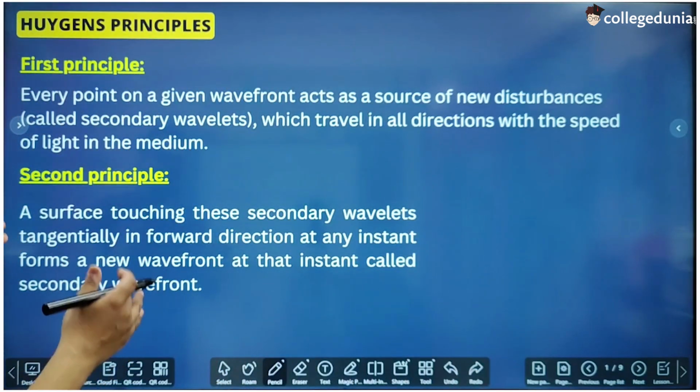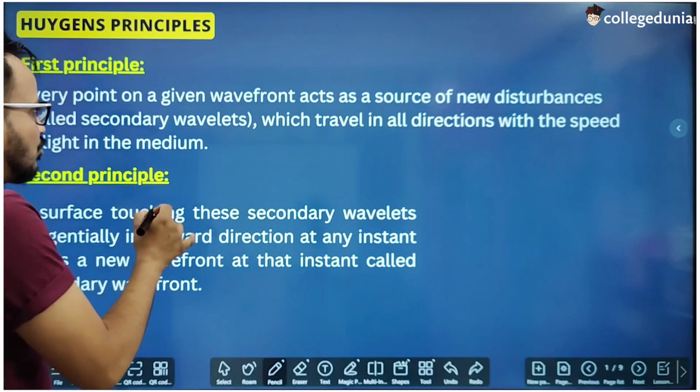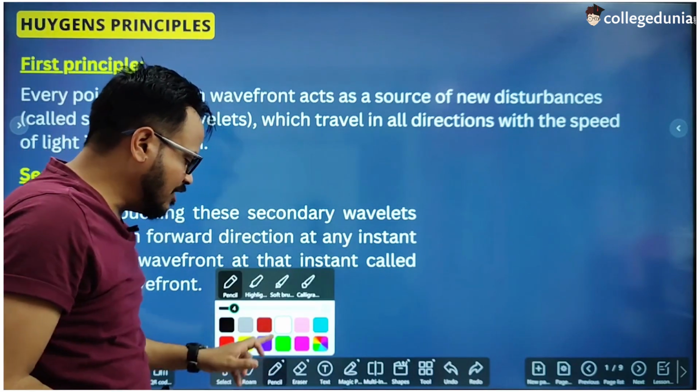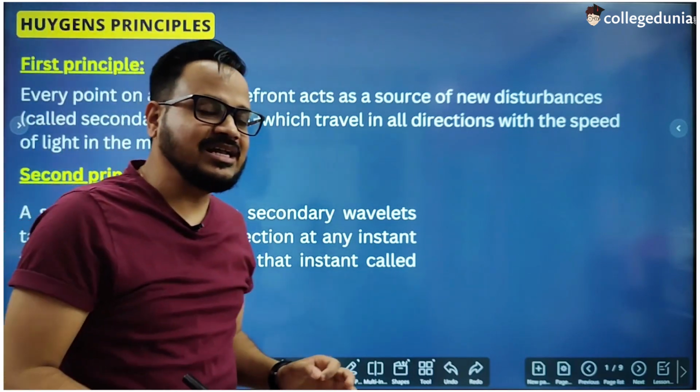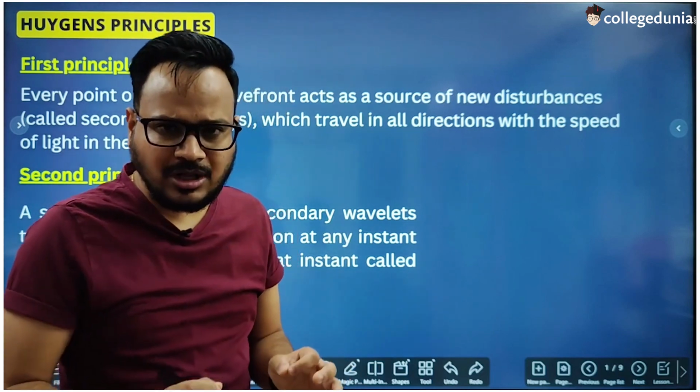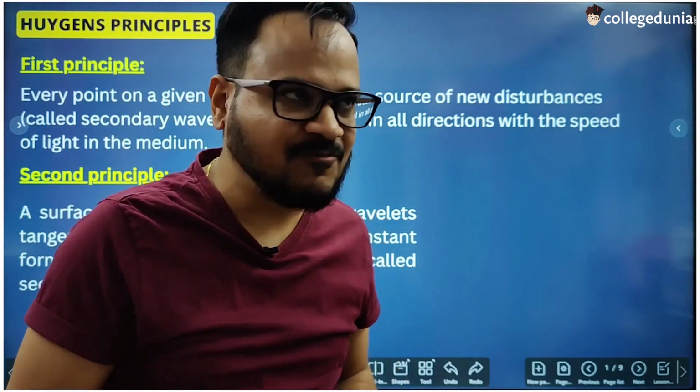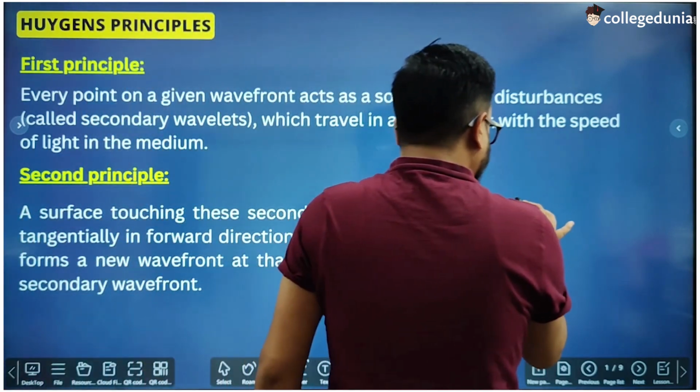To understand this law, we have to first understand the concept of wavefront, the meaning of wavefront. Wavefront is basically the continuous locus of all the points which are vibrating in the same phase. What is the meaning of this?